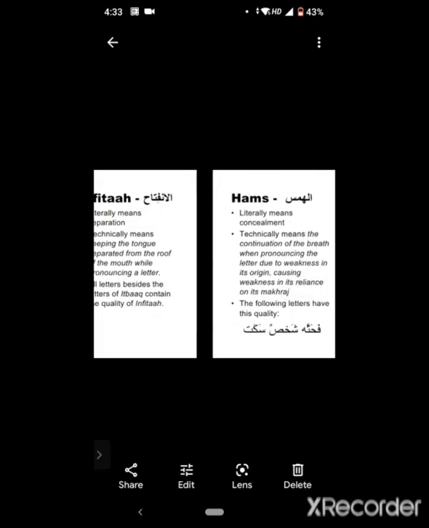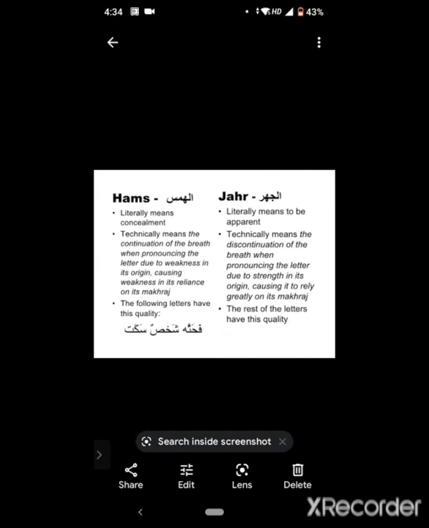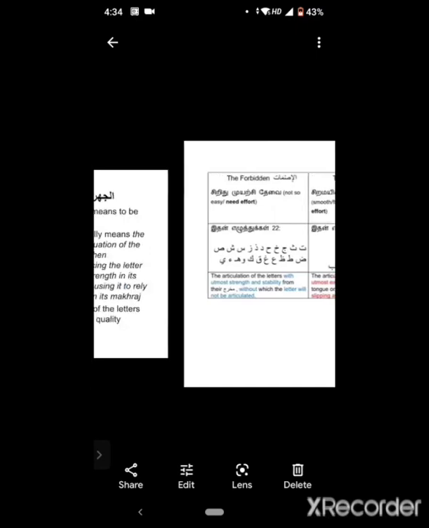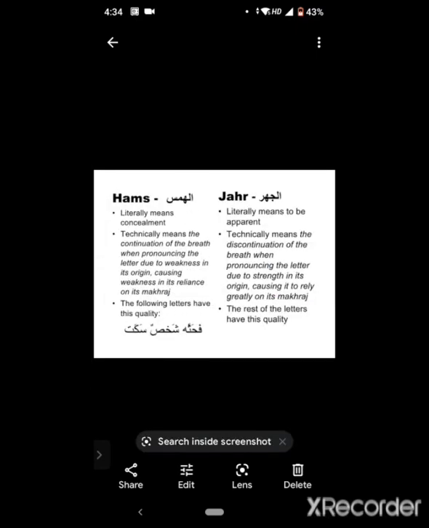Next we'll have, as I had said, Sifat Lazima and Sifat Arida. Inshallah, first we'll be learning about Sifat Lazima only, the permanent Sifat, permanent qualities. But in permanent qualities also we have opposite Sifat, meaning there are 5 pairs of qualities which have opposites. For example, we have Al-Hams, and the opposite is Al-Jahr.